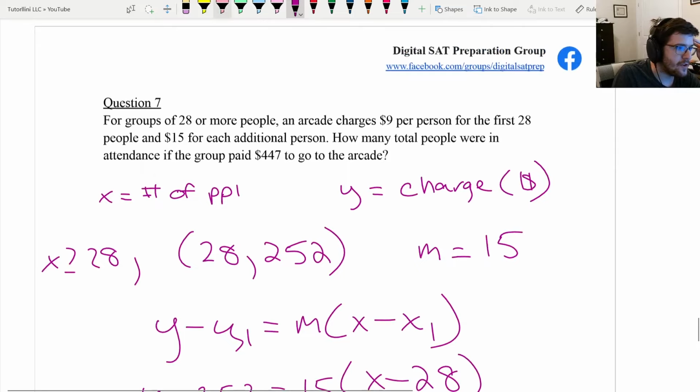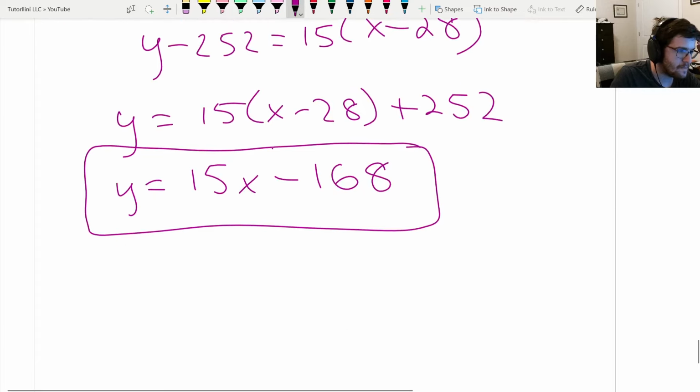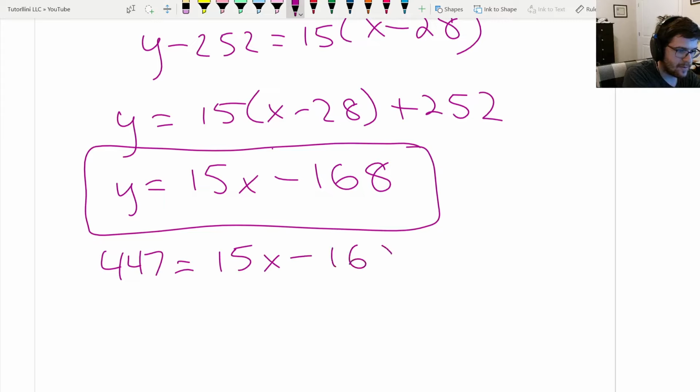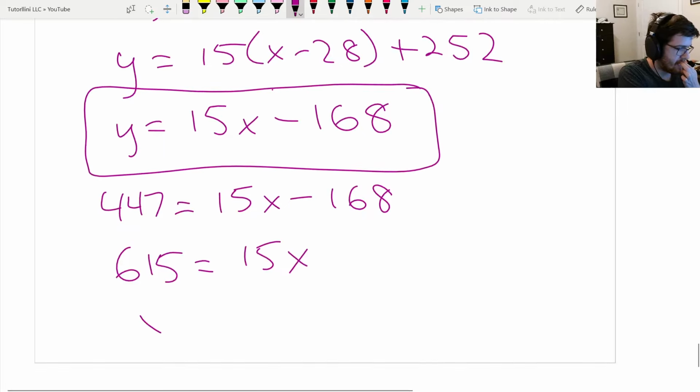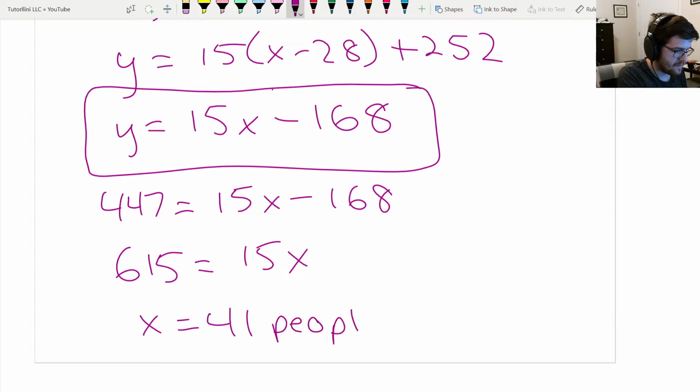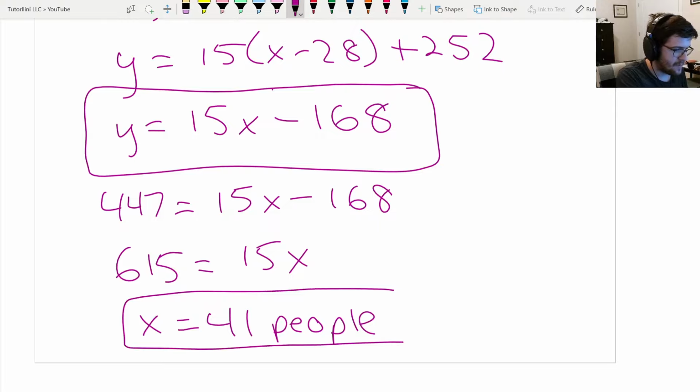Now it says the group paid $447 to go to the arcade. So I'm going to put in 447 for y. We'll add 168 to both sides. So 447 plus 168, and we get 615. And now I'm going to divide by 15. And we get x equals 41 people. And that should be our answer.